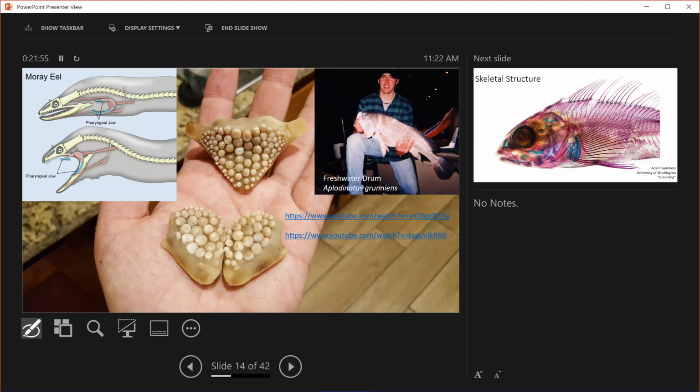And some species have highly developed structures called pharyngeal jaws. So you can see it. This is a moray eel. These pharyngeal jaws are attached to the skull structure and sit back behind the mouth. And they move forward when the jaw opens up.